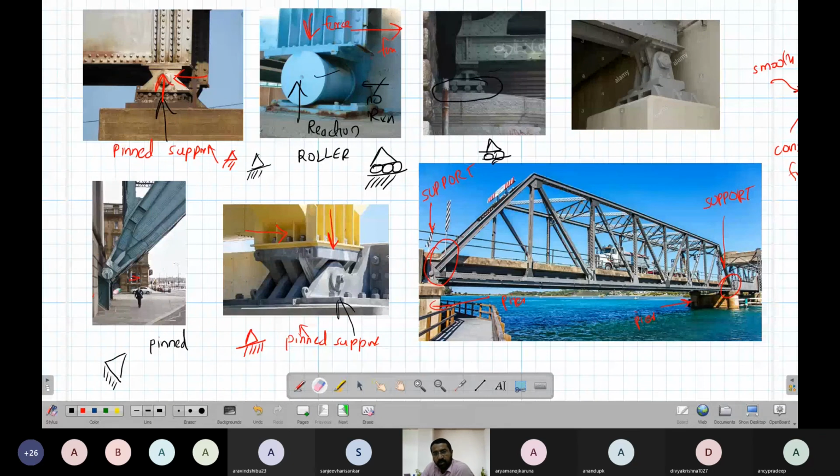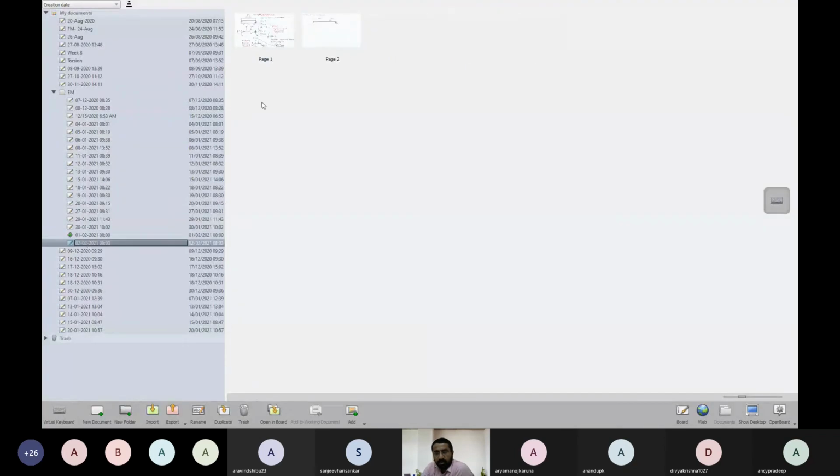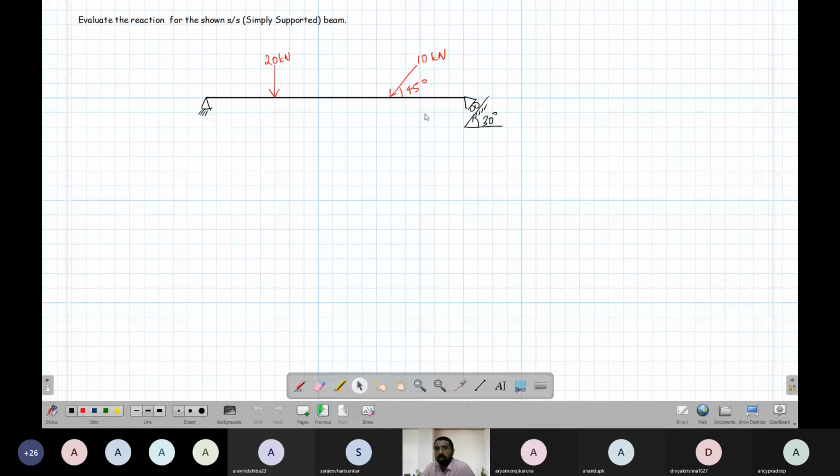At some angle is the pin. Pin in some angle. Okay, so that is very much possible. Support. Okay, how do you find reaction? Reaction. Okay, so the idea here is very simple. You think for a minute.